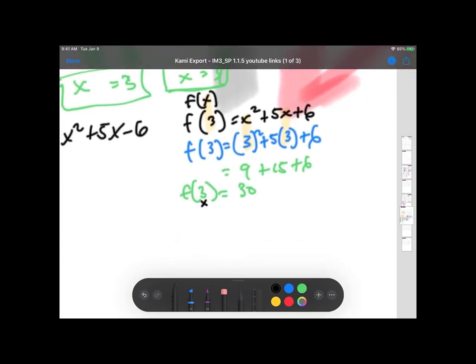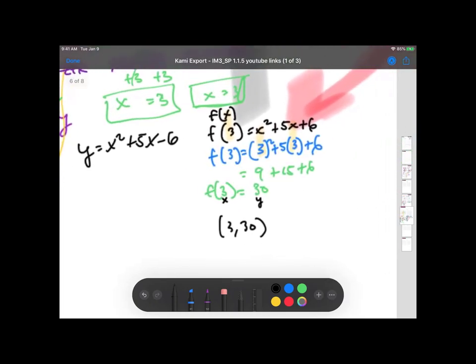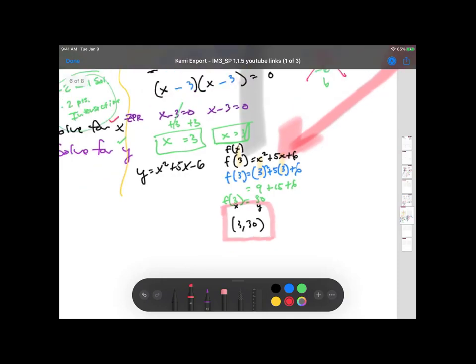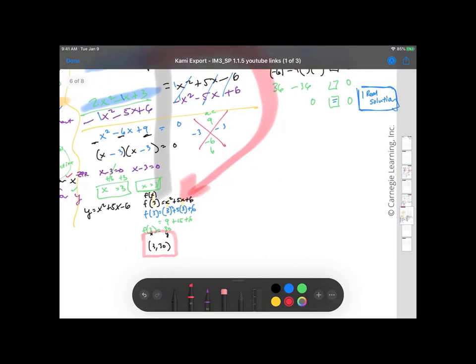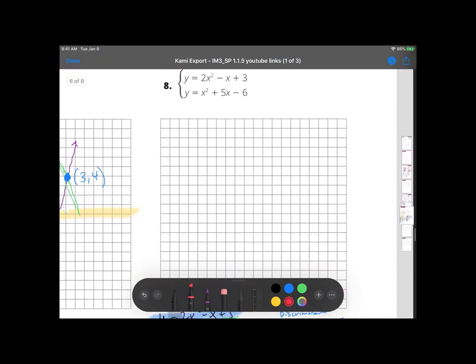Essentially, this is the x and this is the y. So the ordered pair we have is 3, 30. And if you did the same thing over here, you would get the same idea. So let's highlight that in a nice obvious color. Then my intersection is 3, 30. And this matches that we have one solution. Alright, let's go ahead and graph this one.